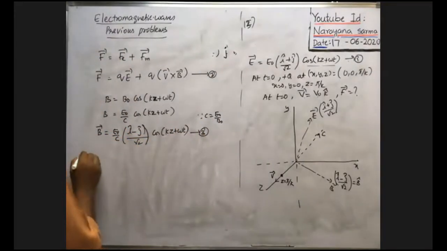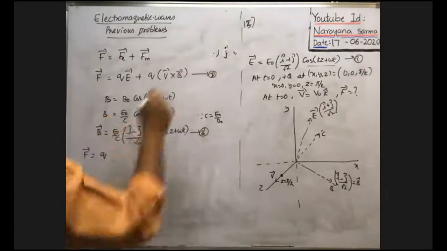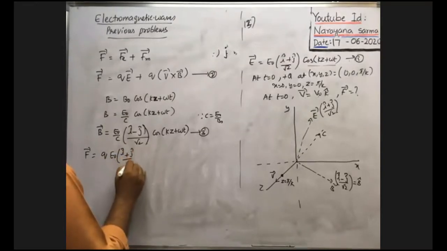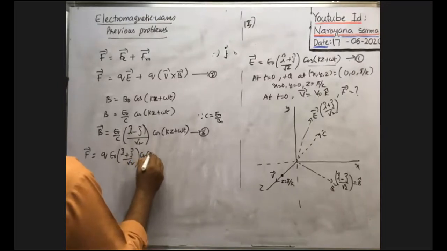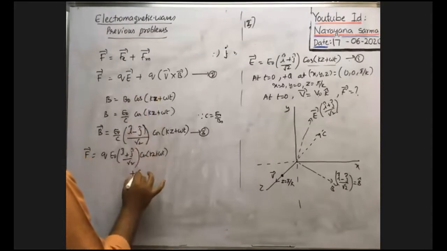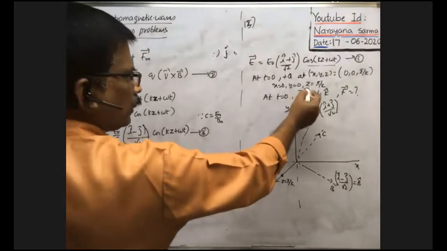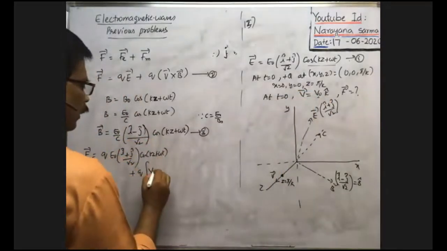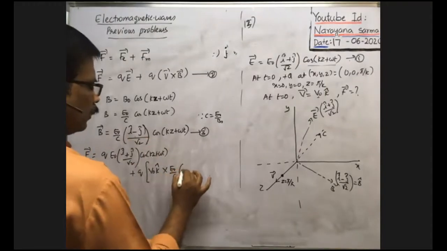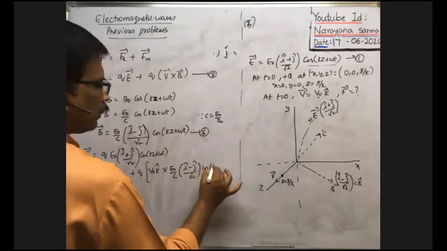Now, force F bar is equal to, how can we write? Force F bar is equal to Q into E bar. E bar means this one: E naught into (i cap plus j cap)/root 2 into cos(kz + ωt). Next, plus Q into v bar cross B bar. What is v bar? v bar is v naught into k cap, given. v naught k cap cross B bar, where B bar means this one: E naught by c into (i cap minus j cap)/root 2 into cos(kz + ωt).